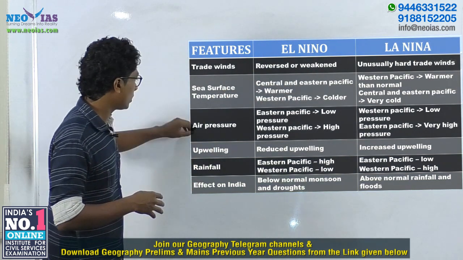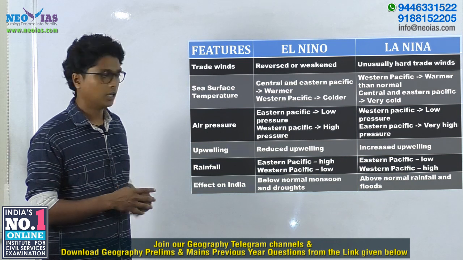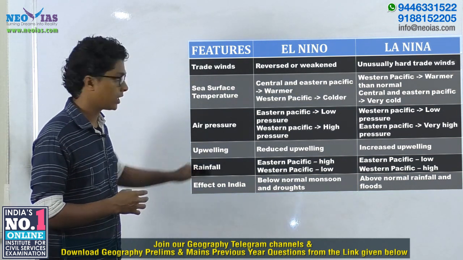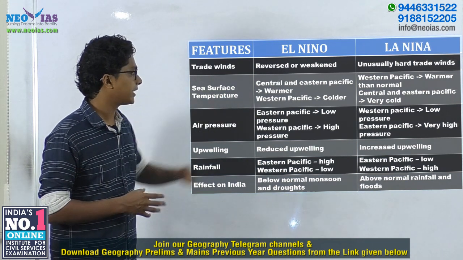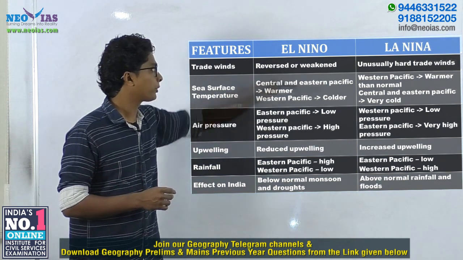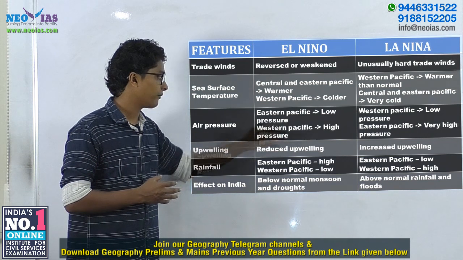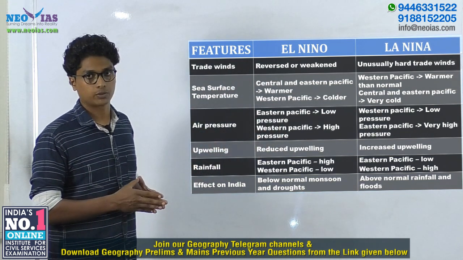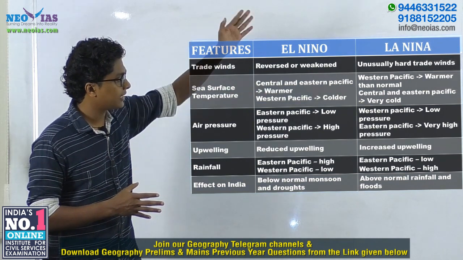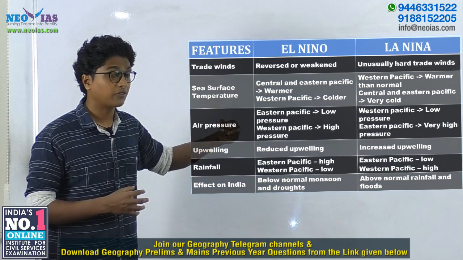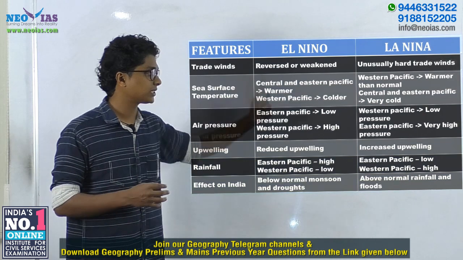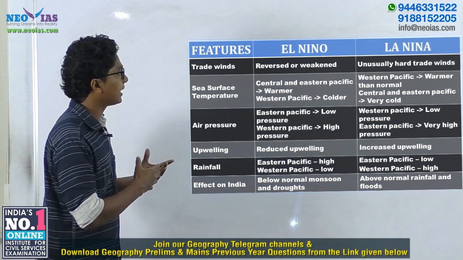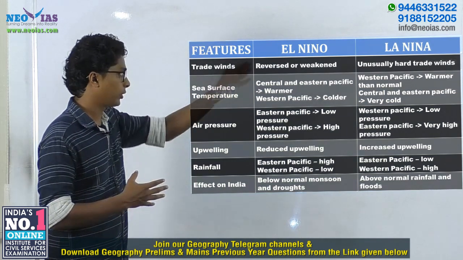Now the next one is air pressure, right? We have talked about the sea surface temperature. Now the next feature is air pressure. The eastern or central Pacific will have low pressure during El Nino, and the western Pacific during El Nino will have high pressure. In comparison, during La Nina the western Pacific will be low pressure and the eastern Pacific will be very high pressure, because of the intensified upwelling taking place during the La Nina years.